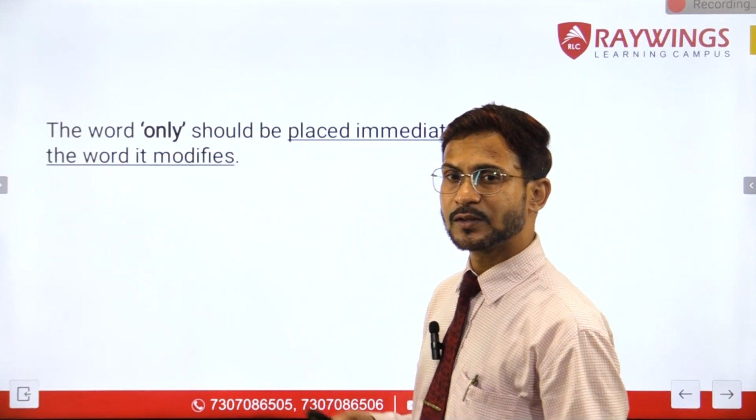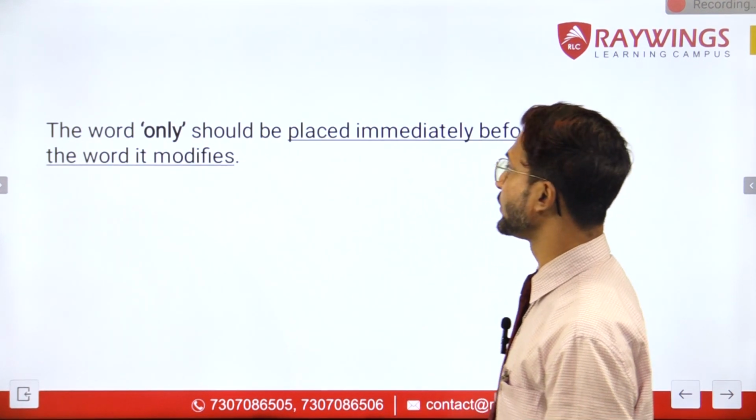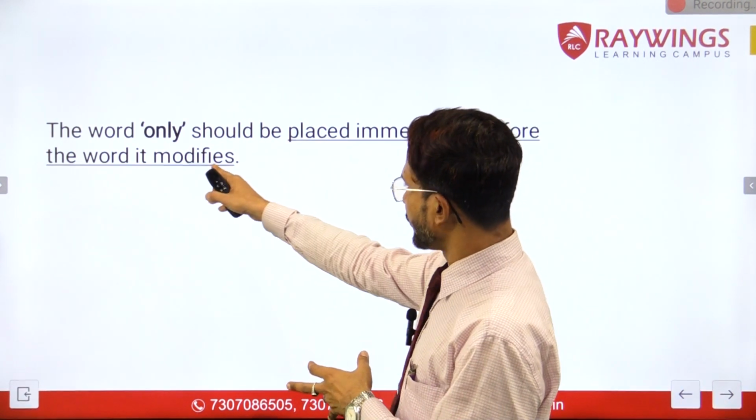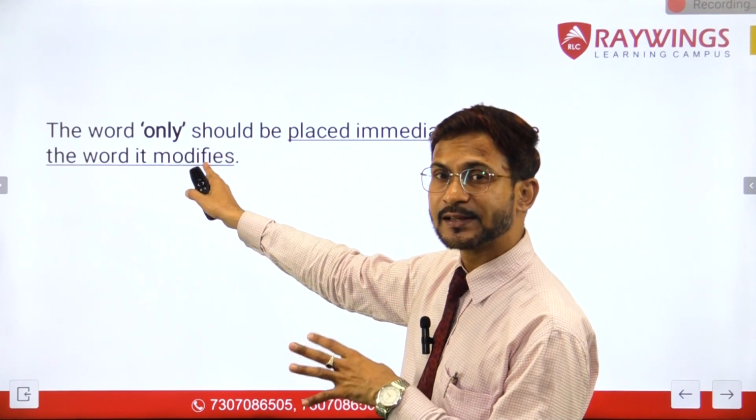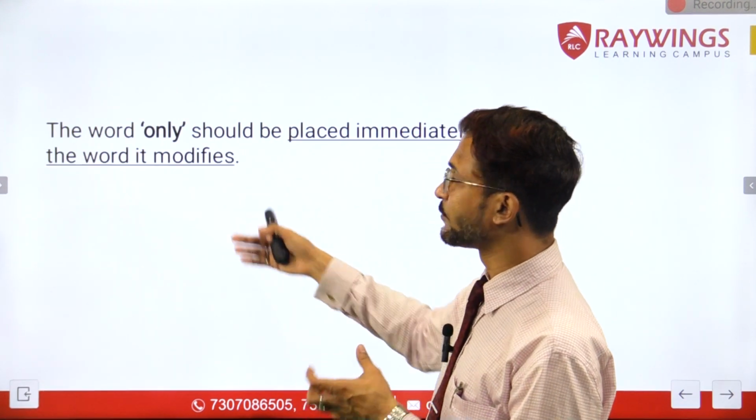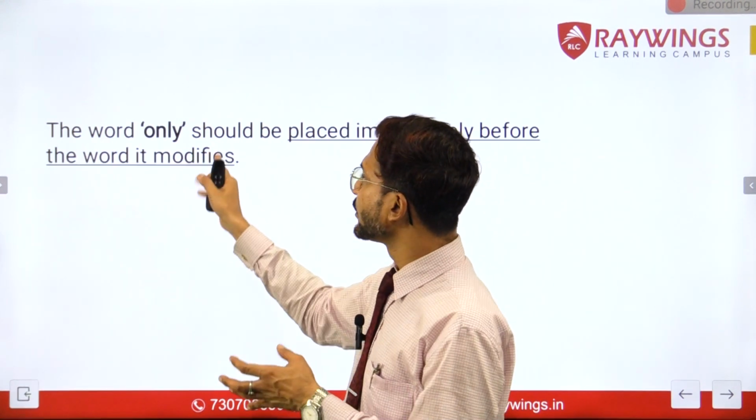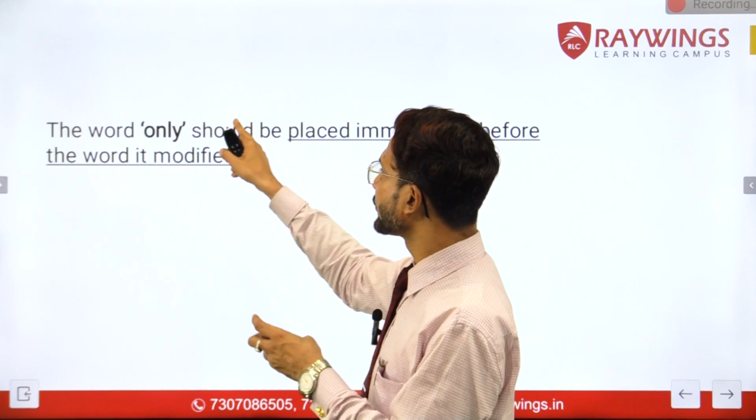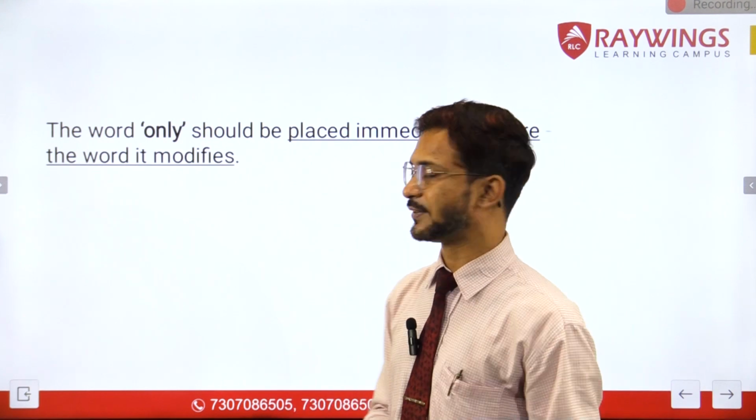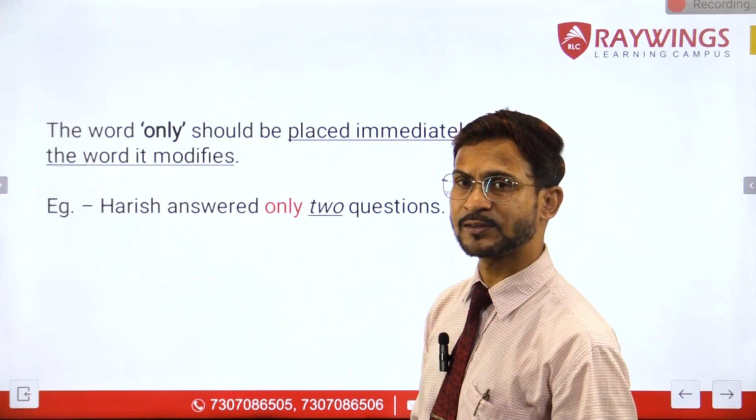Moving ahead. The next concept says the word only should be placed immediately before the word it modifies. Remember that this word only in English plays a very, very important role. It should be placed immediately before the word it modifies. So any word which is being modified with this word should have only placed immediately before it, and nowhere else in the sentence.